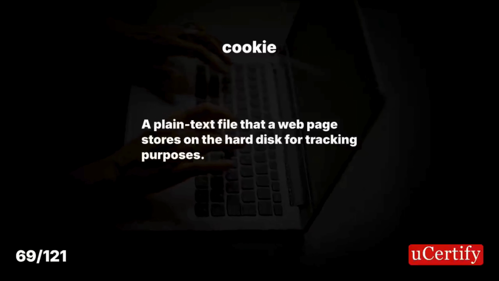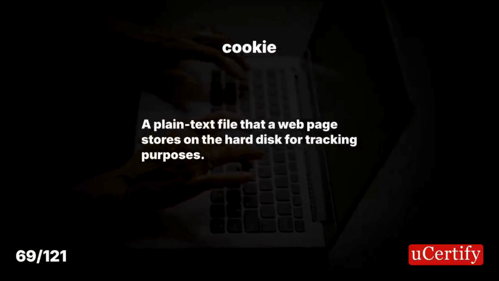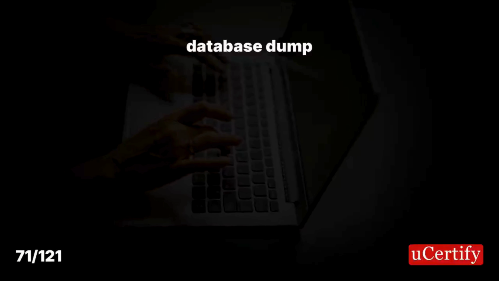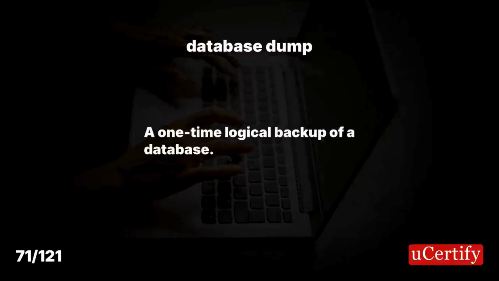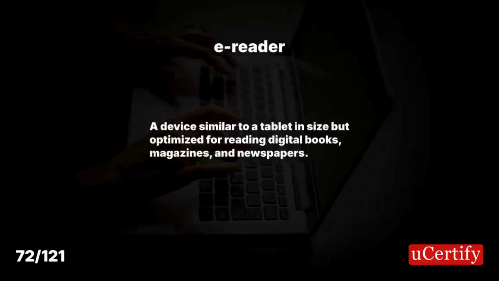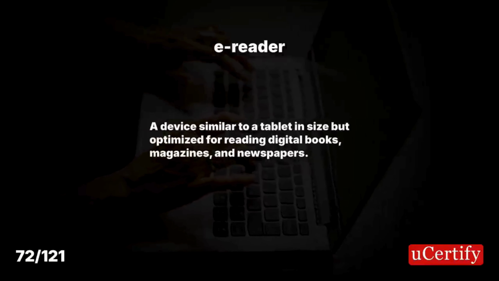Term: cookie. Definition: a plain text file that a web page stores on the hard disk for tracking purposes. Term: crash. Definition: the term used to describe a situation when an application stops working. Term: database dump. Definition: a one-time logical backup of a database. Term: e-reader. Definition: a device similar to a tablet in size but optimized for reading digital books, magazines, and newspapers.